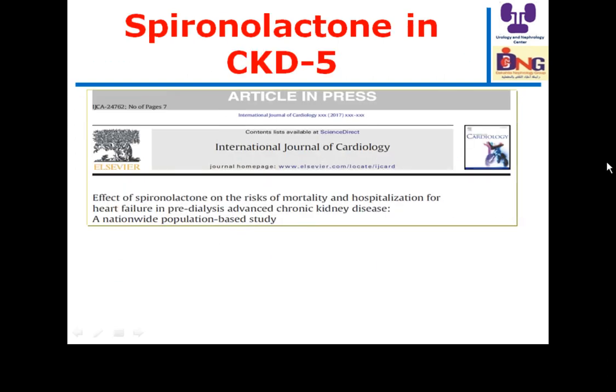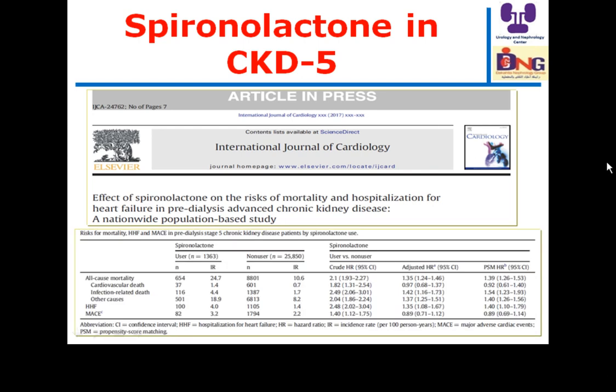Another interesting point is the use of spironolactone. The use of spironolactone in chronic kidney disease stage 1 and 2 may be beneficial in the majority of situations, even up to CKD stage 3. But for stage 5, this is a very nice study that addressed the effects of spironolactone on the risks of mortality and hospitalization for heart failure in pre-dialysis CKD stage 5, a nationwide population-based study including a large number of patients. As you see, the users of spironolactone are more than 1,300 compared to non-users.